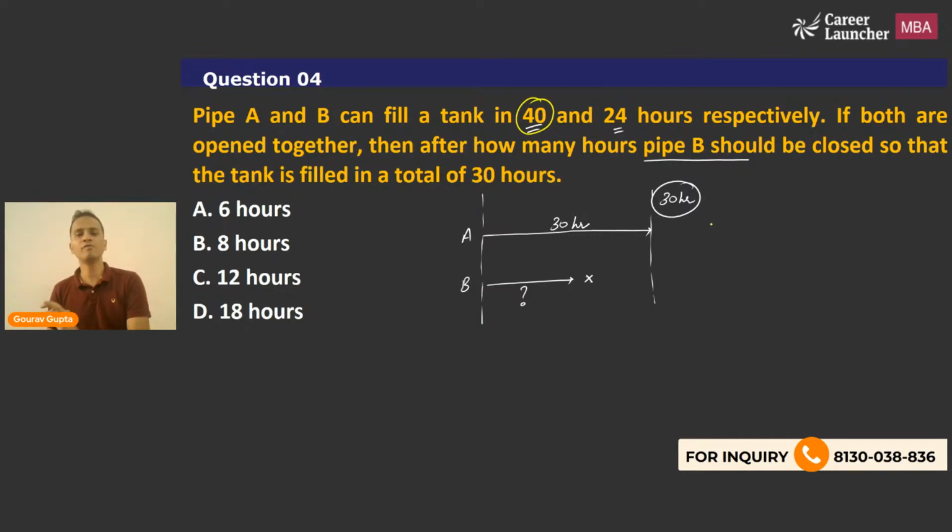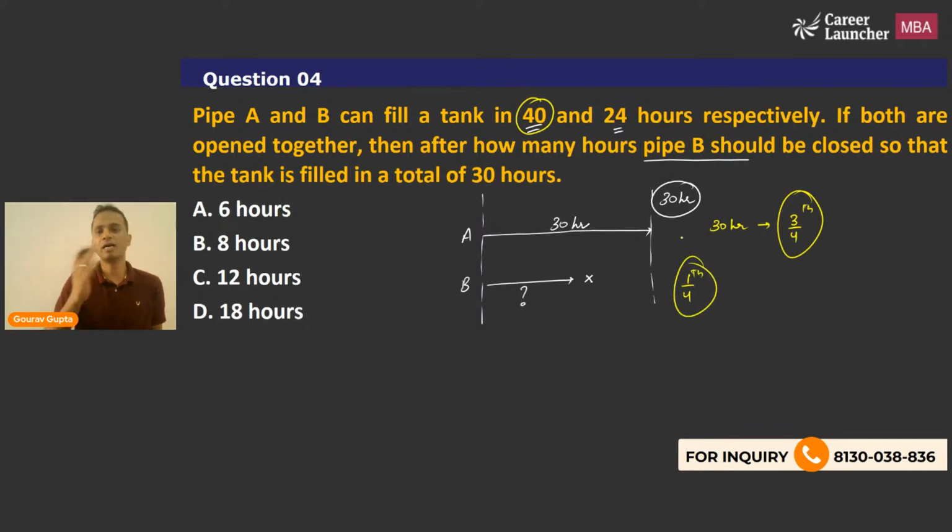If in 40 hours he can fill the tank, so in 30 hours, A will fill 3/4 of the tank, right? A will do 3/4 of the total work. That means the remaining work, how much? 1/4 is done by B, right? B must have done 1/4 of the work. If A has done 3/4 of the work, then B must have done 1/4, only then is the work finished. Done? Now let's go back to B.